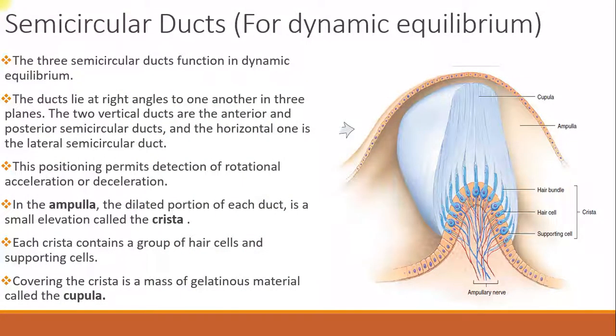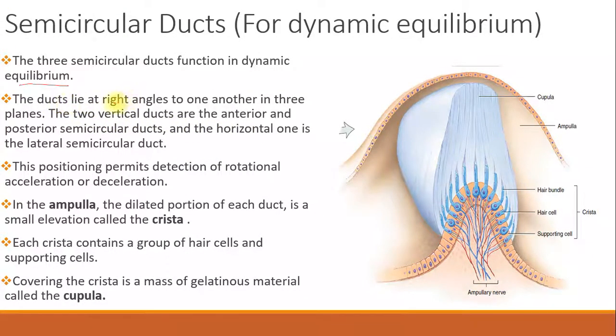Okay, so let's see what dynamic equilibrium is. The three semicircular ducts function in dynamic equilibrium. The central portion of the inner ear, the vestibule, with its utricle and saccule, works for static equilibrium, and the semicircular canals, which are three in number, function in dynamic equilibrium.